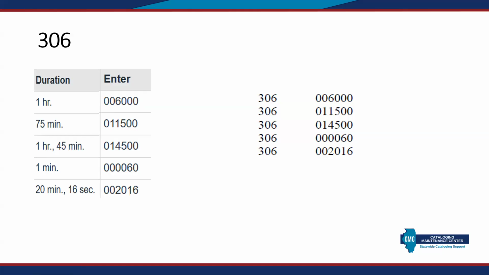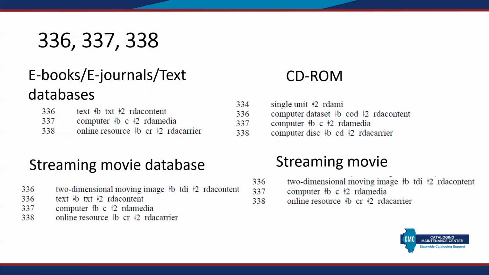Okay, and on to, so here are 336, 337, and 338s for each of the categories. The 336, of course, is the content type, the media type is 337, and our carrier type is 338. Note the CD-ROM, the top right, being a physical item, also contains a 334 or mode of issuance of single unit, as that is how the item circulates. And we'll take a look at these 336, 337, and 338 fields more in our examples.